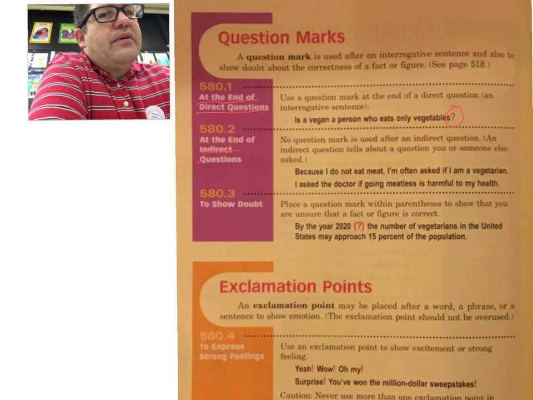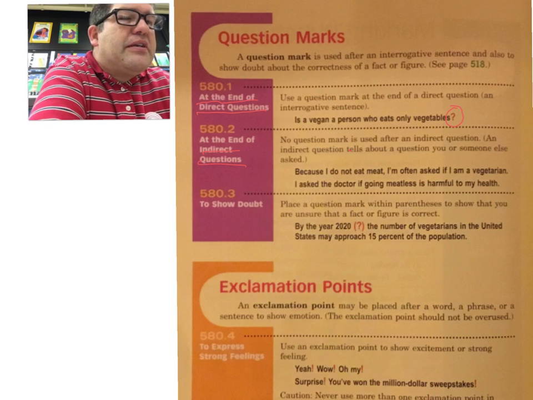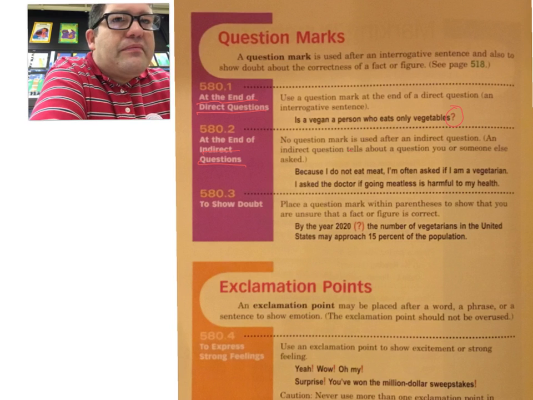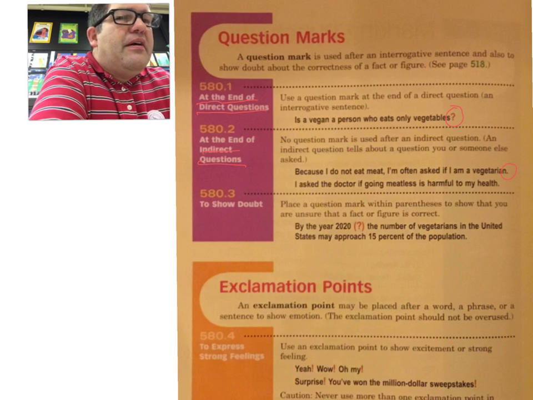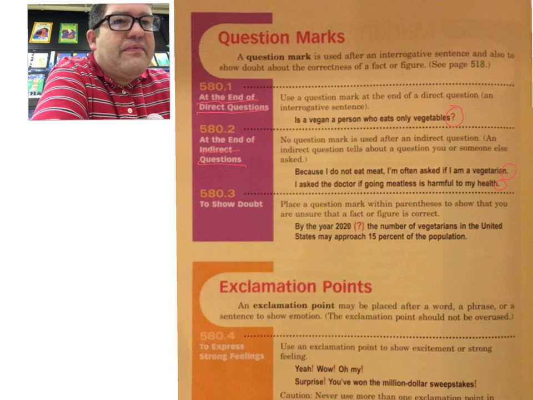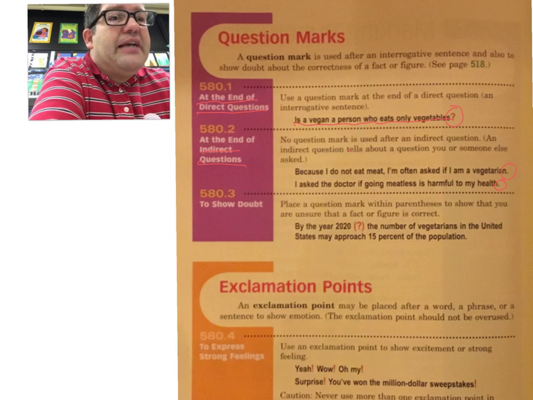Now, here's an indirect question. No question mark is used after an indirect question. An indirect question tells about a question you or someone else asked. "Because I do not eat meat, I'm often asked if I am a vegetarian." So someone's asking that question, but you're not, so you don't use a question mark, you use a period. "I asked the doctor if going meatless is harmful to my health." Okay? It's not asked directly in this sentence, so it's not a question mark. So these are indirect questions. Only when it's a direct question like, "Is a vegan a person who eats only vegetables?" That's a direct question you're asking the reader.